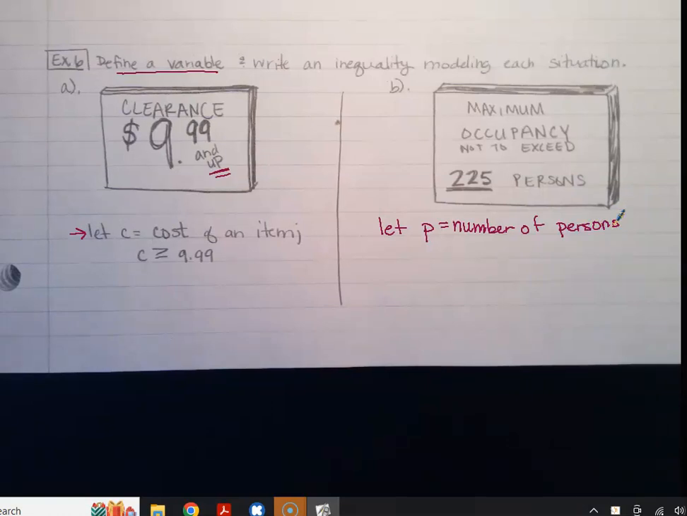Now we can say P is less than or equal to 225. Good, because it can equal 225, right? Because it says not to exceed. So it can be equal to 225, but it can't be over that.